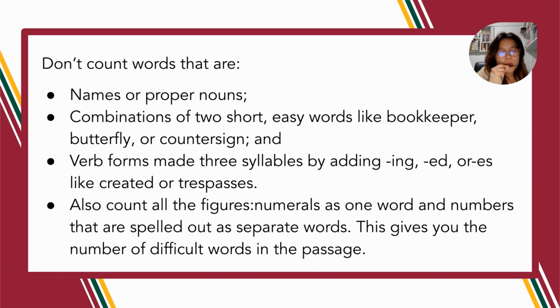or countersign, and verb forms made 3 syllables by adding ing, ed, or es like created or trespasses. Also, count all the figures, numerals as one word, and numbers that are spelled out as separate words. This gives you the number of difficult words in the passage.